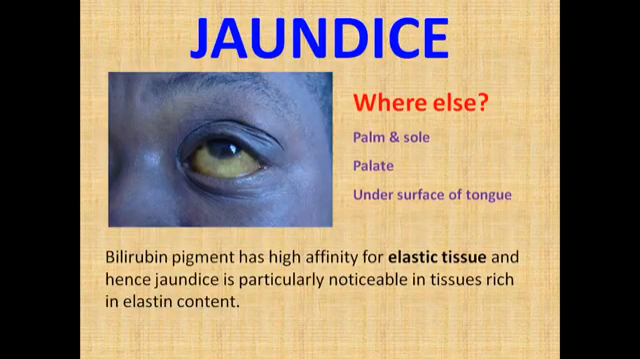Where else can we see jaundice? We can see jaundice in palms, soles, palate, and under surface of tongue because bilirubin pigment has a high affinity for elastic tissue, and jaundice is particularly noticeable in tissue rich in elastin content.